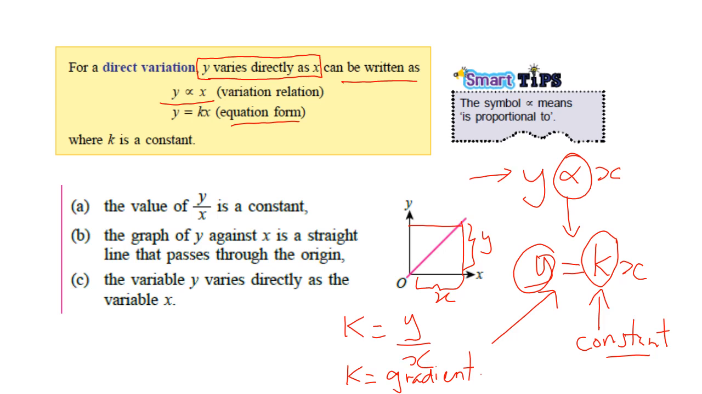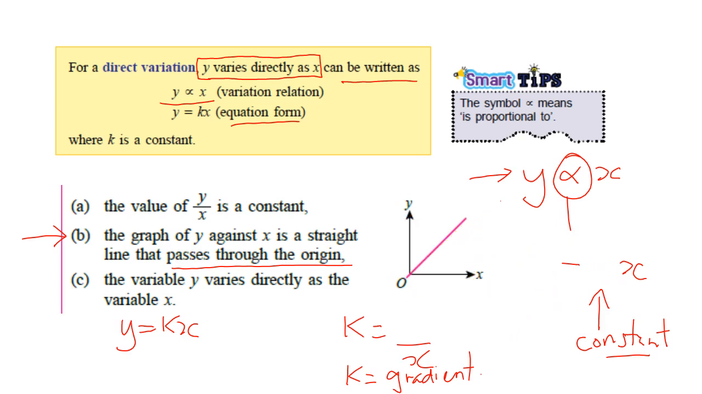And for direct variation, another important thing that you have to remember is if you draw the graph, okay class, y against x-axis, what you get, of course, is a straight line. Why is it a straight line? Because it's a linear equation, y equals kx. But the most important thing is it must pass through the origin. Okay, why? Somebody can tell me why it must pass through the origin? You got to think about this. This is a very important concept.